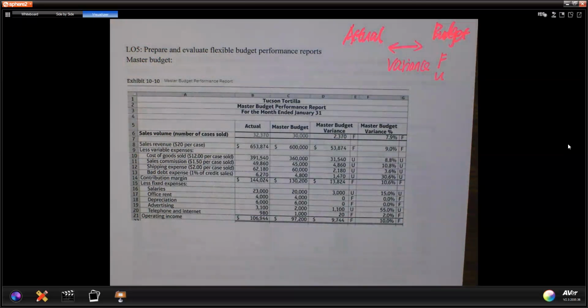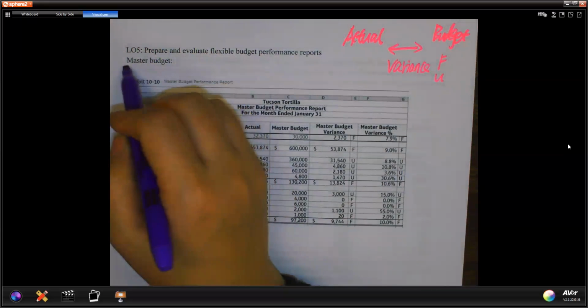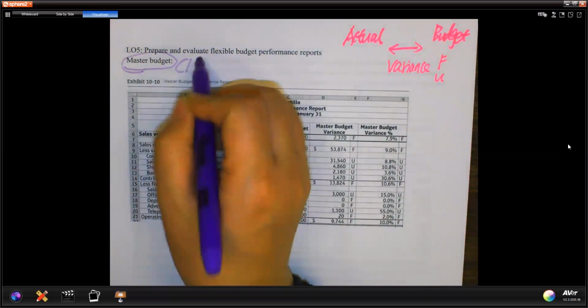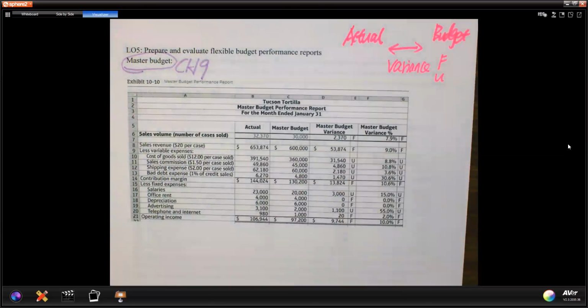So look at this table. I want to go through this table with you. We have this master budget, and you also have something called flexible budget. But we go with the master budget first. We learned this in chapter 9, right?